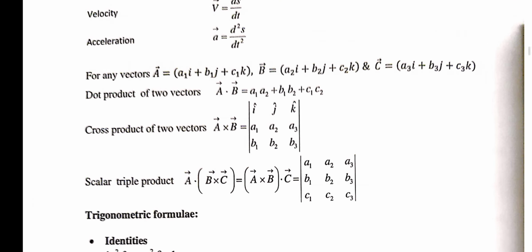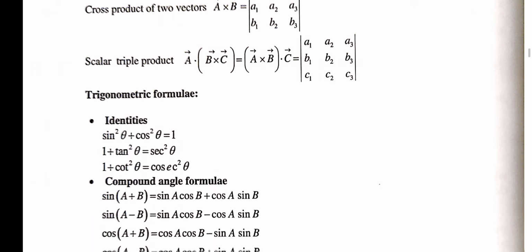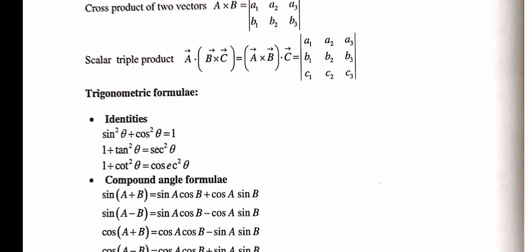Next, for any two vectors, how to take the dot product of a and b: a dot b is a1 b1 plus a2 b2 plus a3 b3, with a1, a2, a3 from the a vector and b1, b2, b3 from the b vector. Then how to apply the cross product of vectors: use the matrix determinant. Next is the scalar triple product, which is not very important, but you apply the formula in some questions.